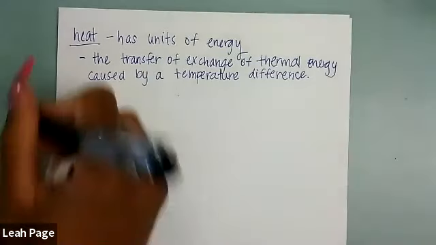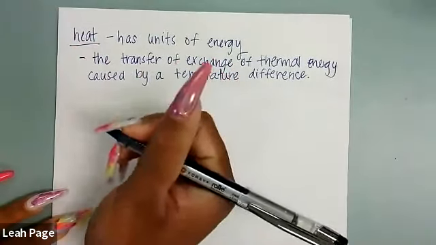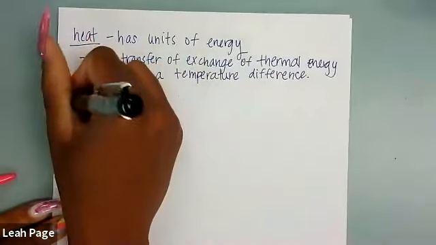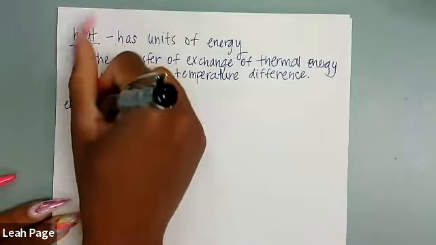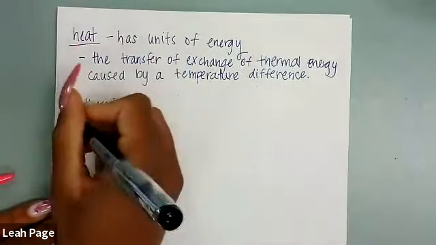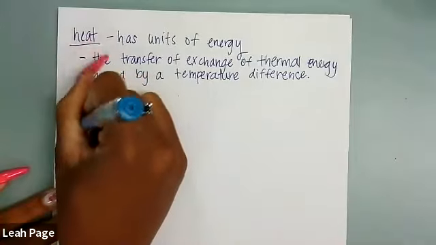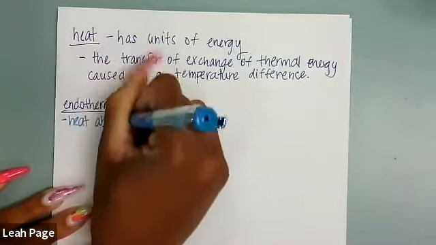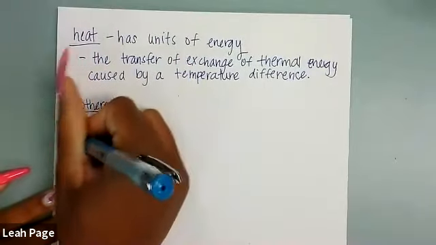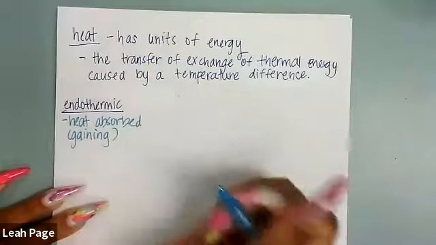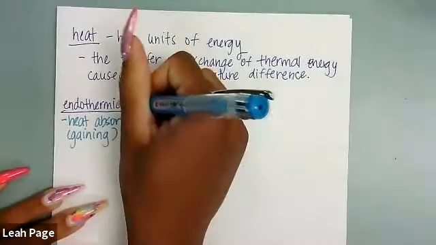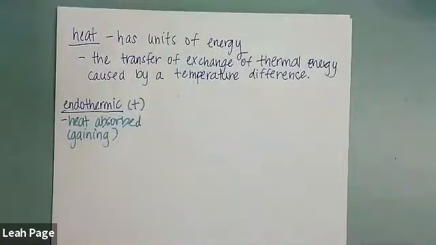All right, so we have 2 different types of processes when we talk about heat being exchanged. We have an endothermic process, and in the endothermic process, the only thing that's happening is that the heat is being absorbed. Or we can say that the heat is being gained. So you're gaining heat when you have an endothermic process. If you're gaining something, we're going to say it has a positive sign. It's like you're adding money, you're gaining money. We're going to have a positive sign behind it.